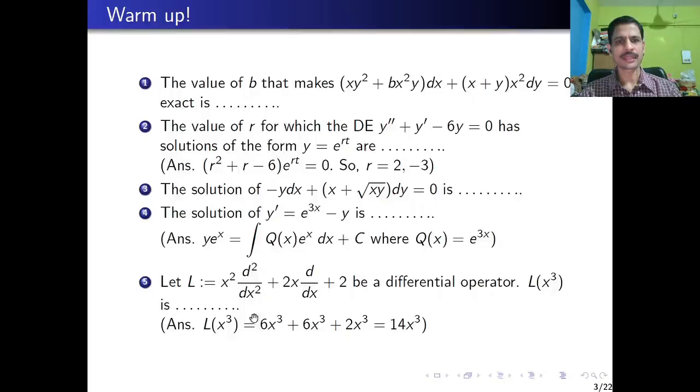So in this case, you substitute x³ here, so you get the double derivative of x³, which is 6x. So 6x multiplied by x² is 6x³. That is what is mentioned here. Here you take the single derivative of x³, so you get 3x². When 3x² is multiplied with 2x, we get 6x³, that is mentioned here. And in this place, you simply write 2 times x³. So that is mentioned here. When you add this up, we get 14x³. So L(x³) = 14x³ is the answer.